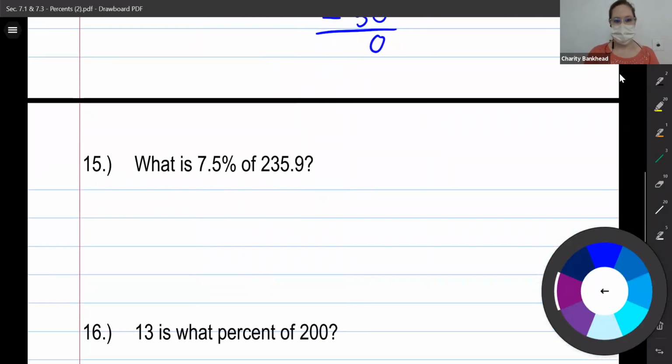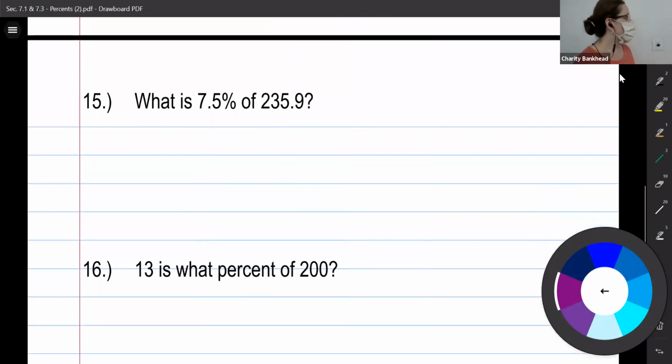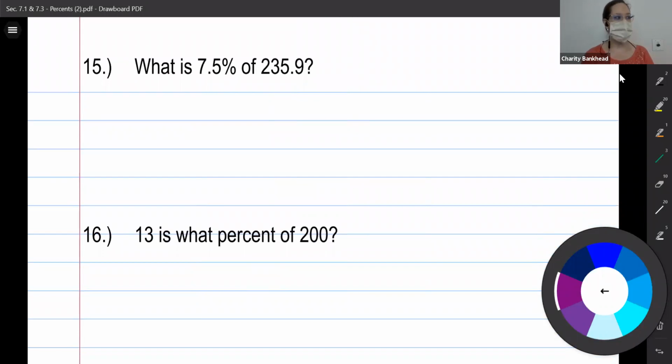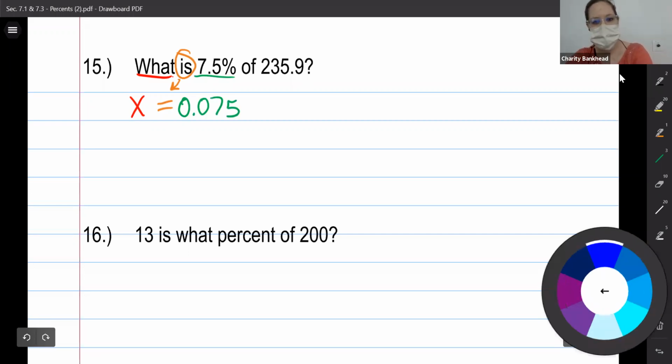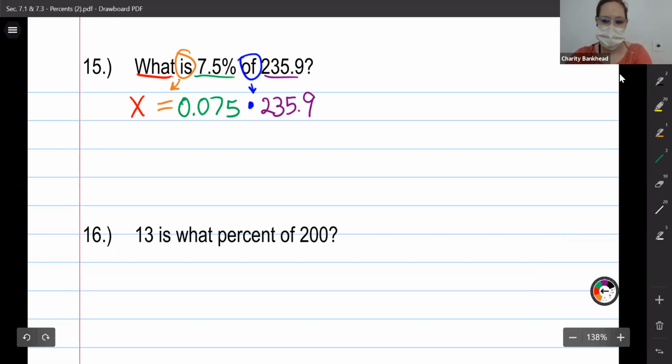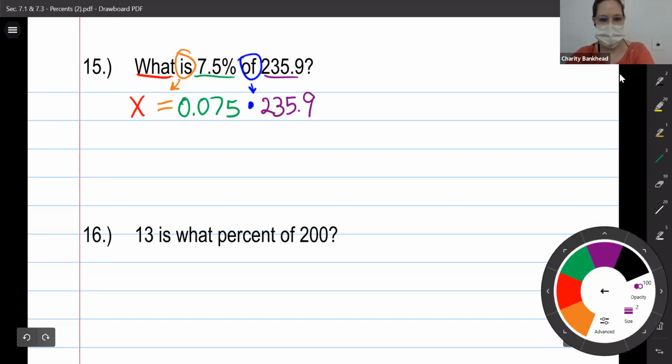All right, so for these, we're going to just translate it directly into an equation, just like we did in chapter 3. So when it says what, we're going to put X for that. Is means equals 7.5%. So I'll go ahead and change that to a decimal. So it'd be 0.075. Of means times 235.9. All right, so that is my equation.